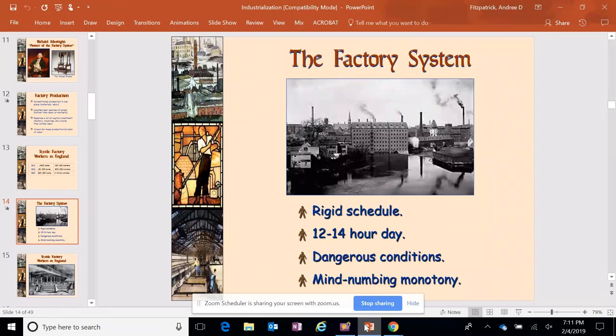The factory system was very difficult for workers. Most workers were working from 6 in the morning until 9 o'clock at night with only a very short break for lunch. Because of the monotonous work, because they were doing the same task over and over, it was very difficult psychologically, and we talked a little bit in class about how dangerous the interior of the factories were, because there was nothing protective around the moving parts of the machinery.